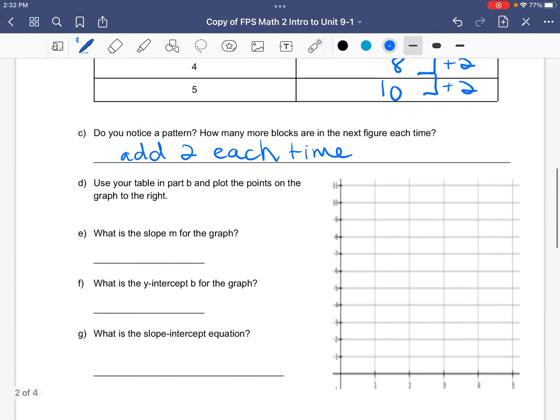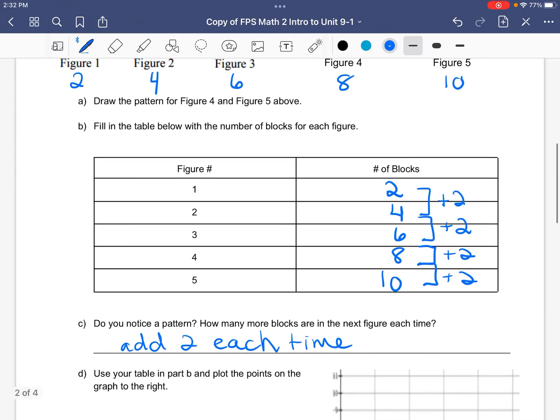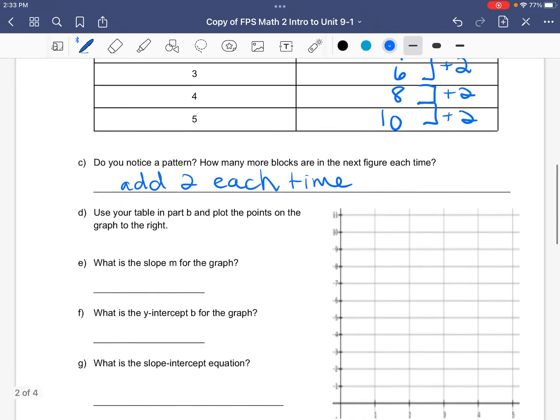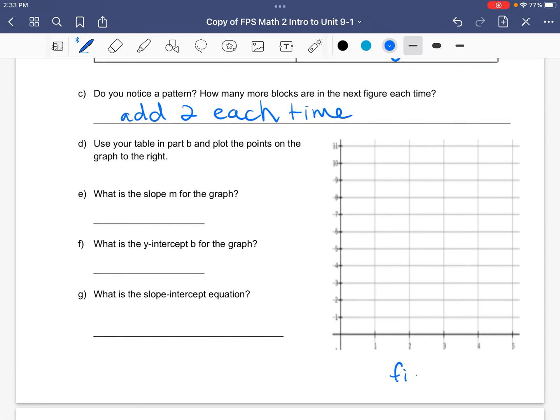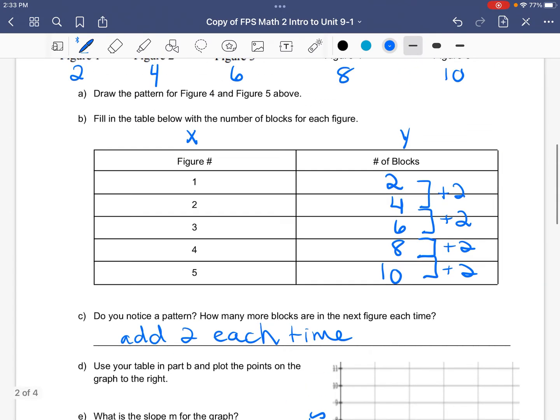So we're going to use the table in part B and plot the points of the graph to the right. Okay, so my figure number is going to be my x variable. The number of blocks is going to be my y. So what's really important, we're going to label our table. So this is going to be my figure number. And then this is going to be the number of blocks. So again, you always want to label your x and y axes. It's super important. Okay, so remember, all of these are just points, right?